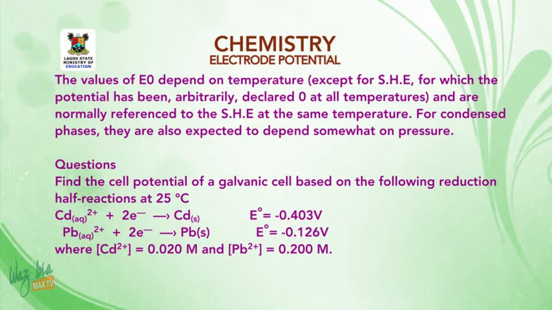Find the cell potential of a galvanic cell based on the following reduction half reactions at 25 degrees Celsius. Cadmium 2 plus plus 2 electrons gives cadmium, the E value is minus 0.403 volts. Lead 2 plus plus 2 electrons gives lead solid, the E value is minus 0.126 volts. The concentration of cadmium is 0.02 molar and that of lead is 0.2 molar.